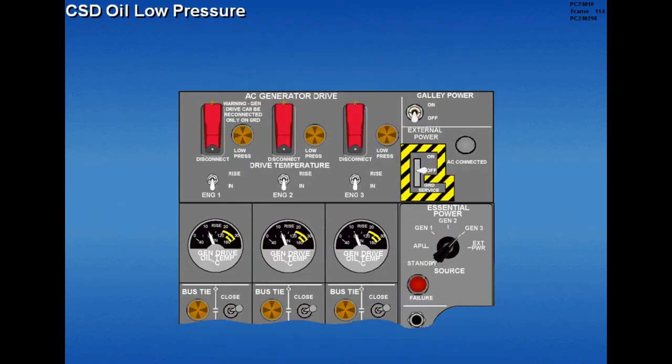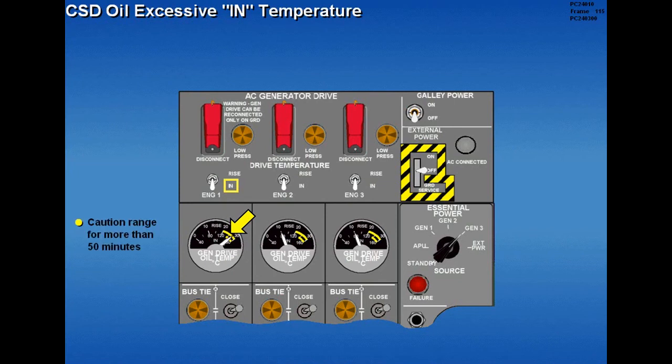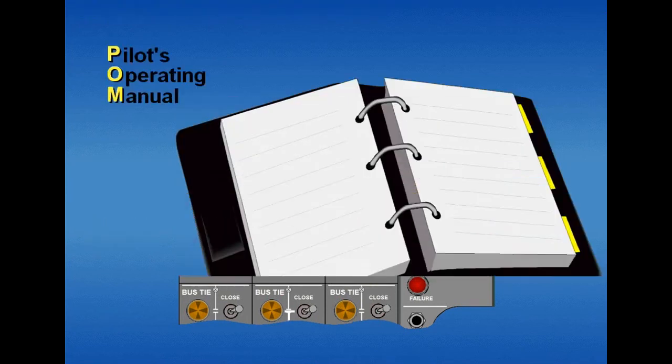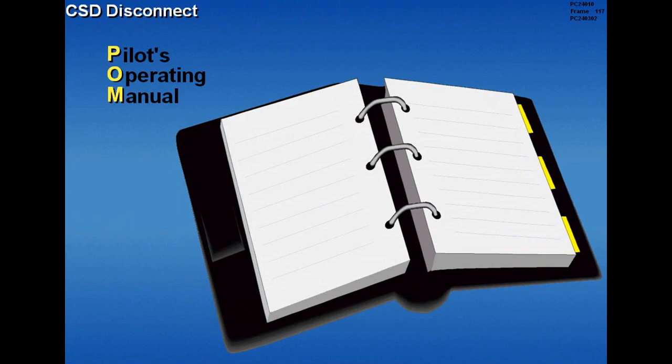Should a CSD's oil pressure drop below a predetermined value, the respective CSD oil low pressure light illuminates. CSD oil in temperature is considered excessive when the temperature indication remains in the caution range for more than 50 minutes. CSD oil rise temperature is considered excessive when the temperature indication remains in the caution range for more than 3 minutes. Under certain POM-defined conditions, generator rotation may be stopped by a CSD disconnect.